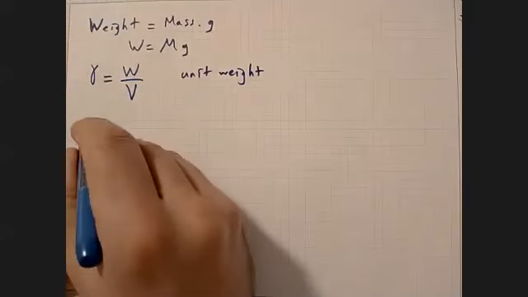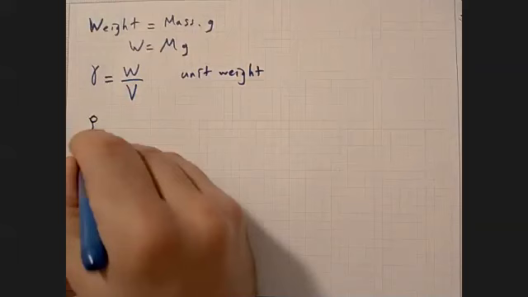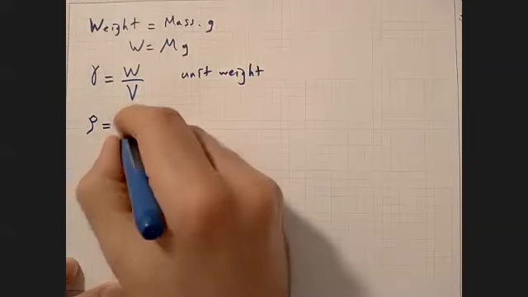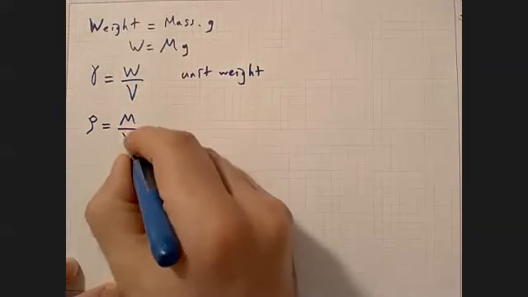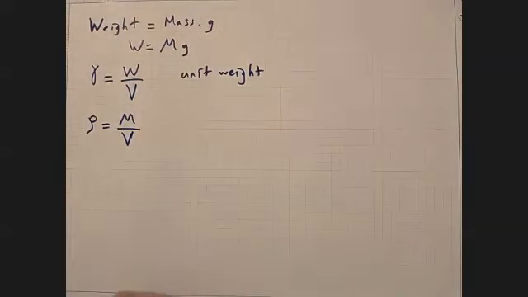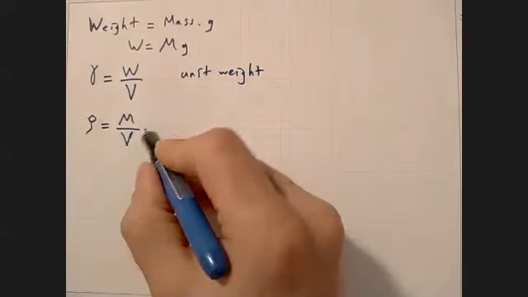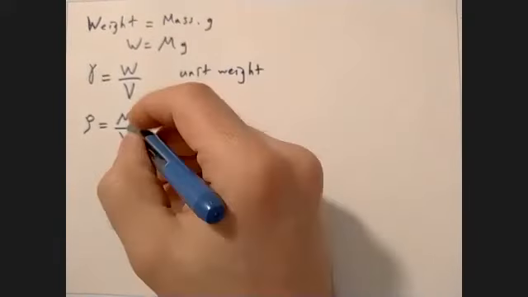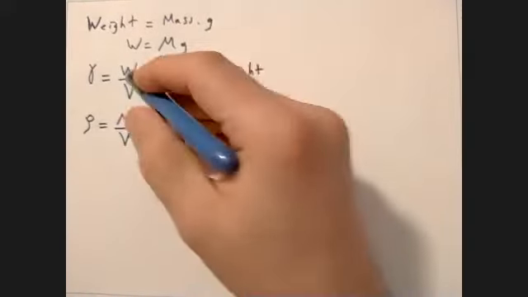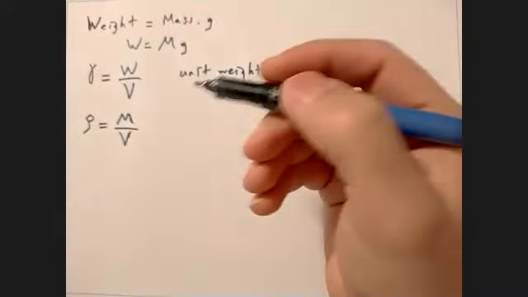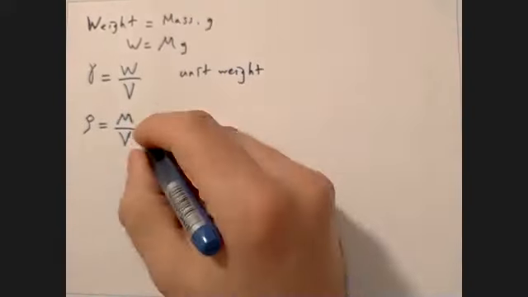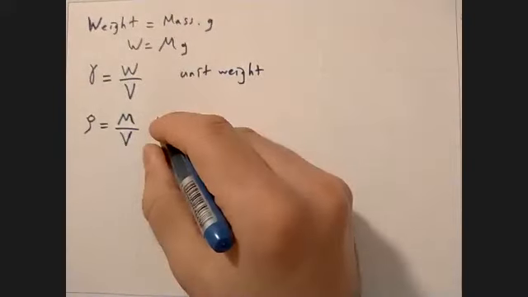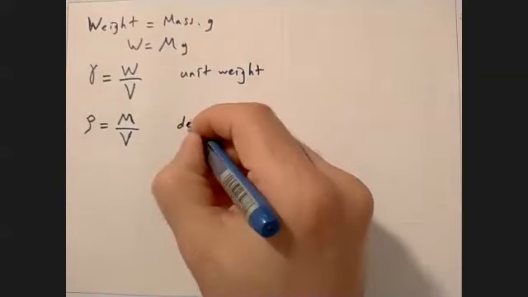And the density, more correctly, mass density, is mass per unit volume. So weight is the gravitational attraction on your object, and mass is the amount of matter in your object. So this is your density.